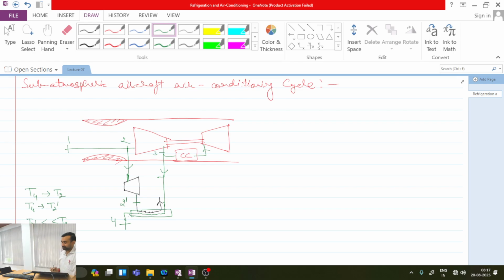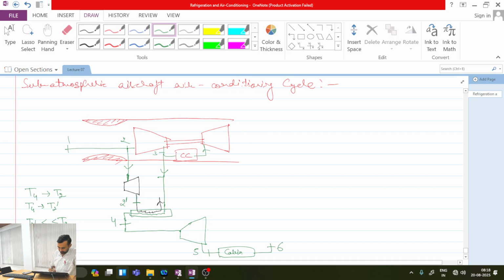Is this one clear? Now, from point 4, what do I need to do? Please tell me. Turbine. So 4 to 5 is turbine, and then 5 to 6 is cabin. All are clear with this?